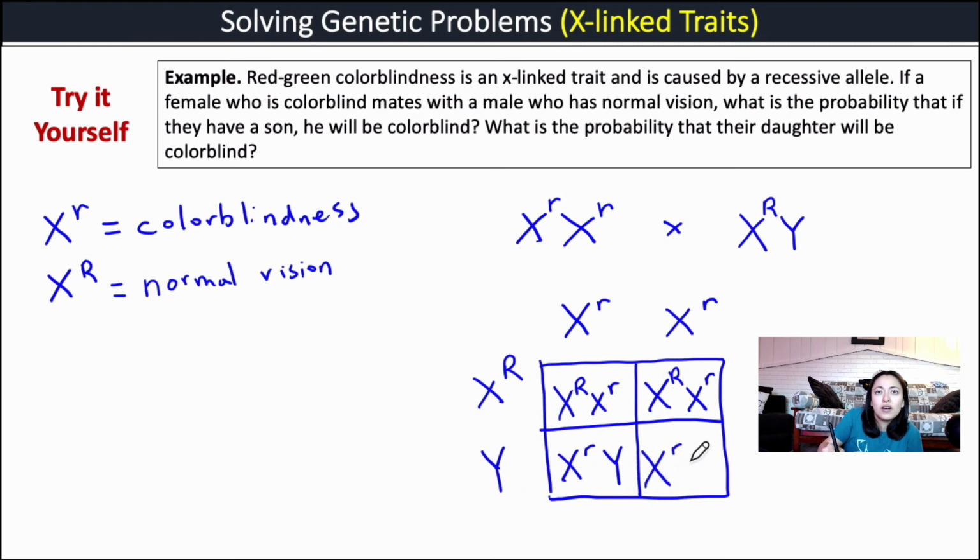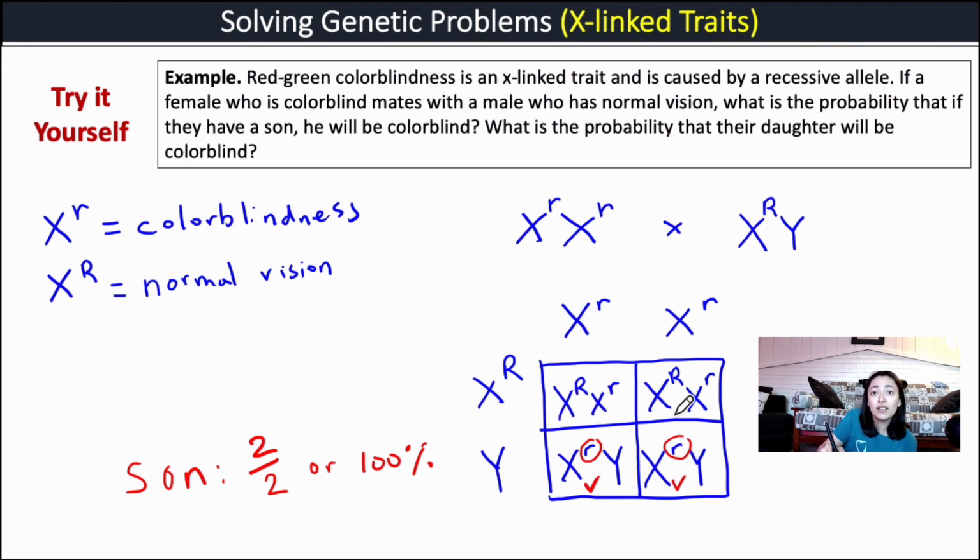X little r, Y. So let's figure out first, what is the probability that their son will be colorblind? Well, we're looking at the bottom two squares because this is showing the possible allele combinations in their son. Well, there's only one possible combination. It looks like both of these would be colorblind because they have the little r, right? So for a son, the probability that their son would be colorblind if they had a son would be 2 out of 2, or 100% chance that he would be colorblind.